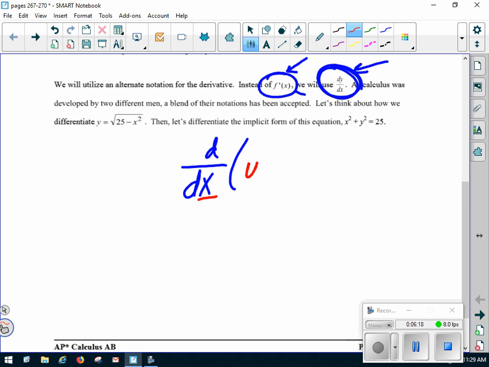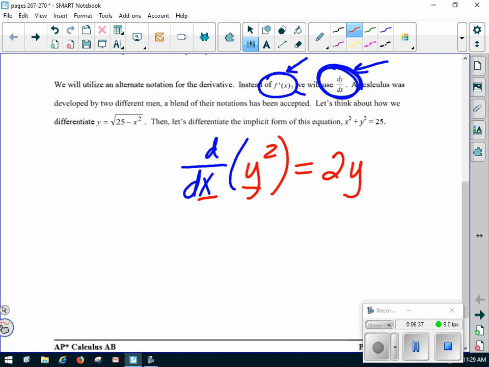But what if this had been y squared? The variables don't match. So I have to use what's called implicit differentiation. And here's how it works. It's real simple. I take the derivative of this like I normally would, which is 2y.